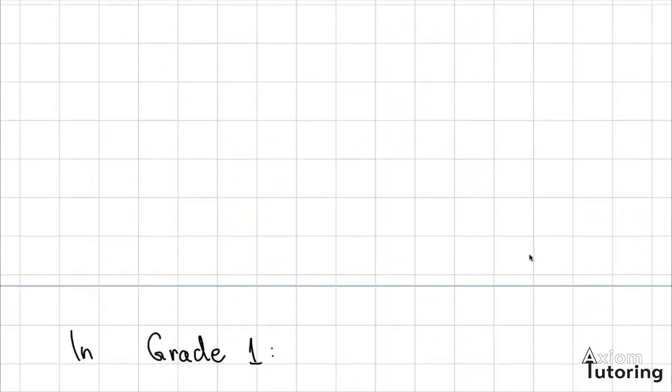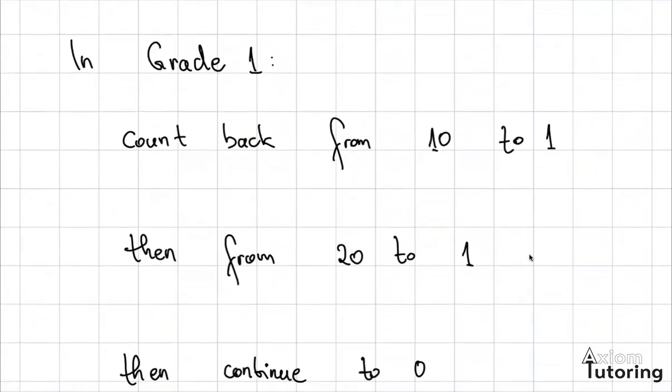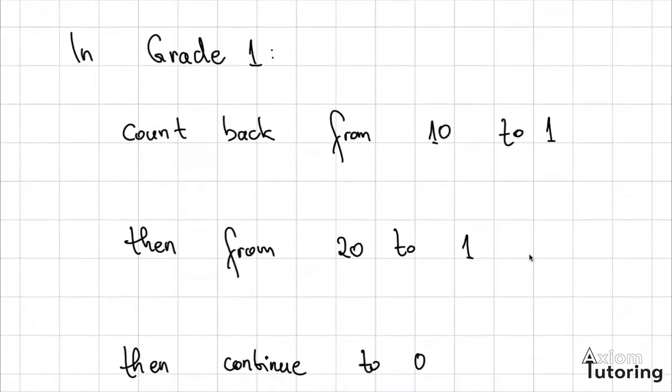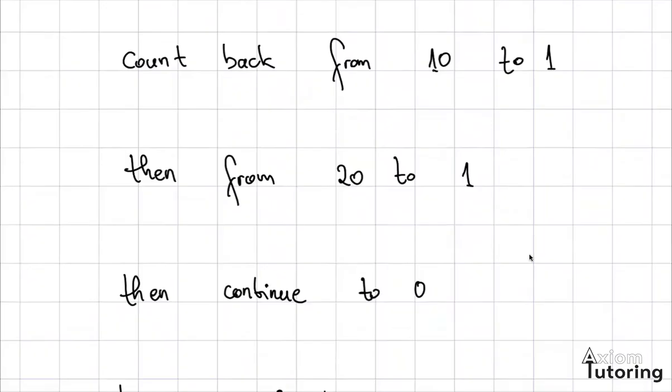When we introduce reversal in grade 1, we usually start very simple. First, children count backwards from 10 to 1. And then, when they feel comfortable with it, they count backwards from 20 to 1. And then we continue all the way down to 0, which is a great opportunity for children to become familiar with this very special number.